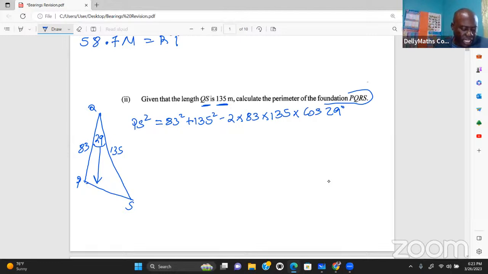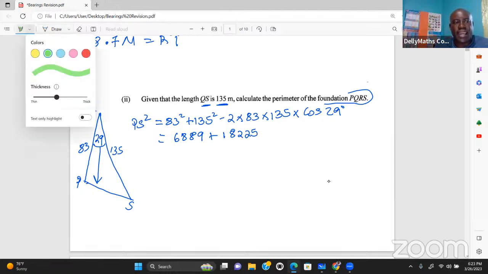Those are the figures that we need to put together, right? So let us take our time and make sure that we employ the working properly. When we square 83, we're going to get 6889. And when we square 135, we're actually getting 18,225.